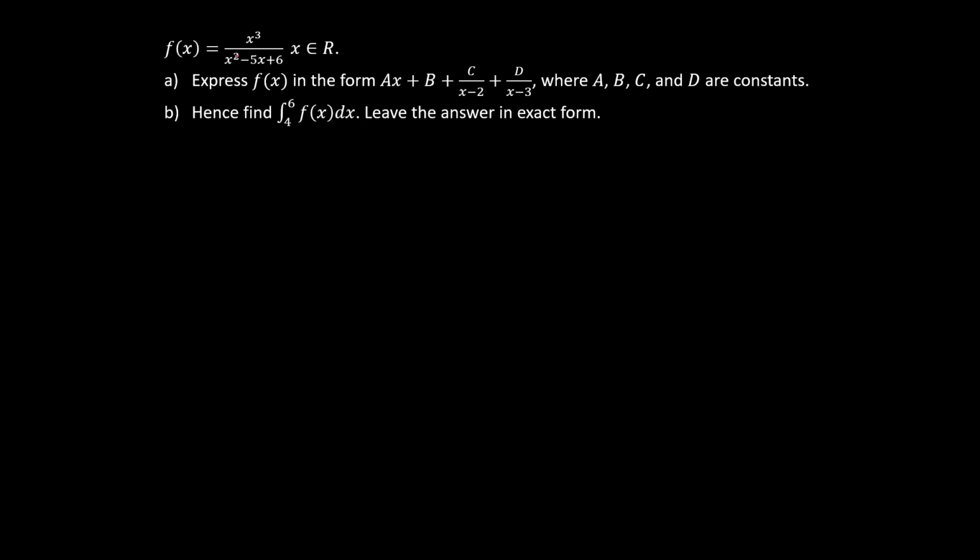We have a function here, x cubed over x squared minus 5x plus 6, and we want to express it in terms of a much simpler form like this: ax plus b plus c over x minus 2 plus d over x minus 3. A, B, C and D are constants, and later on we want to integrate them to get the answer. The problem with this function is it is difficult to perform integration right off unless we change it into this format first, and then the whole thing becomes much simpler indeed. Okay, let's do that now.